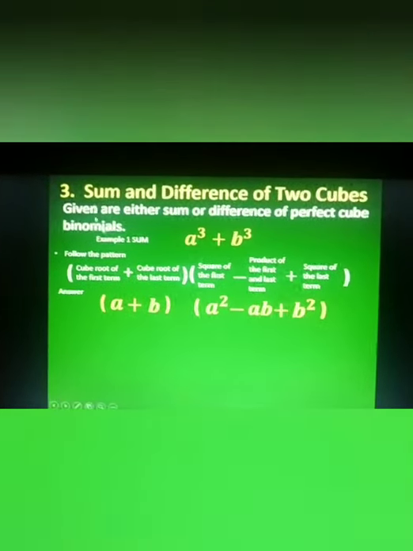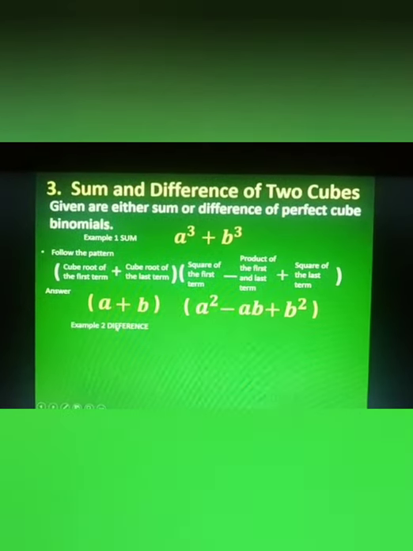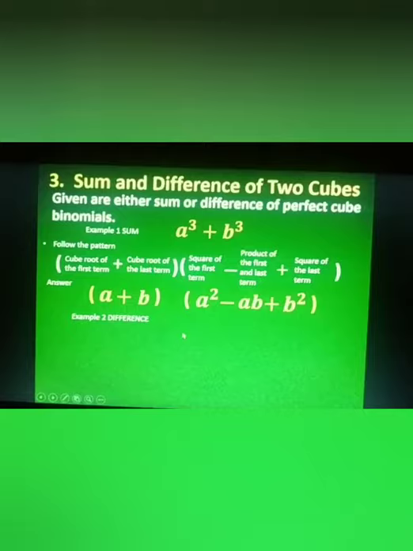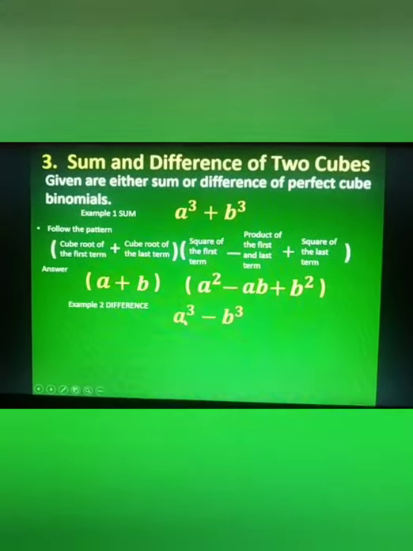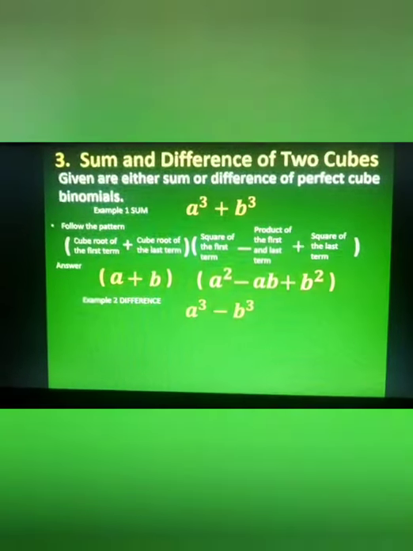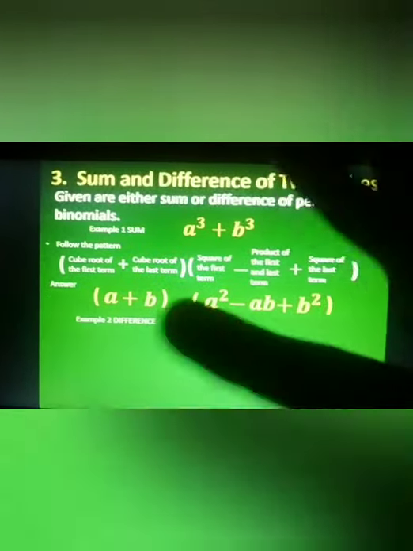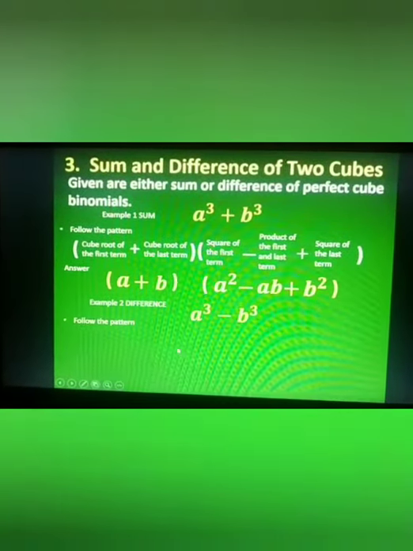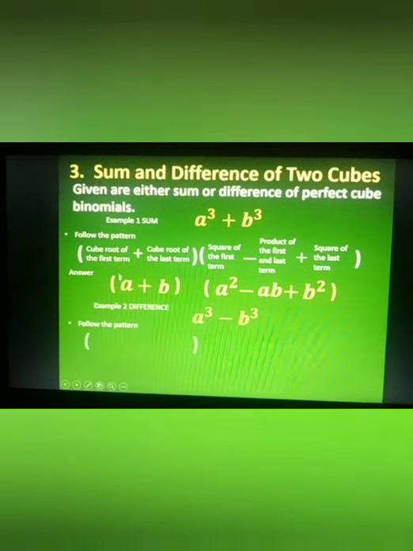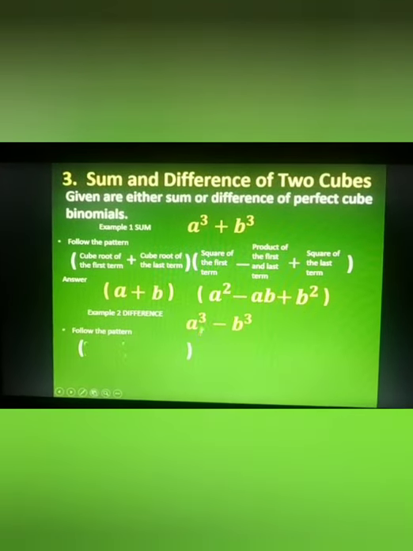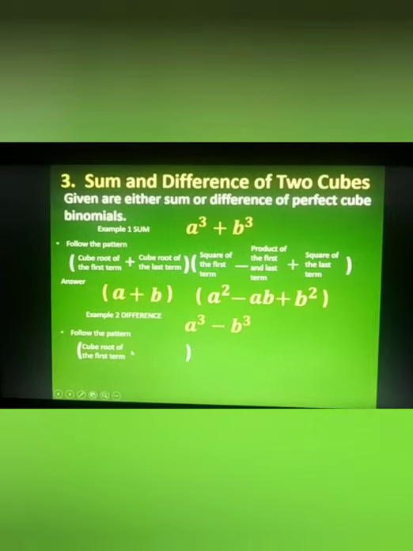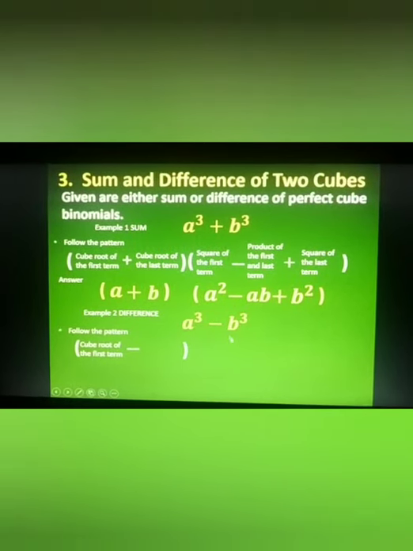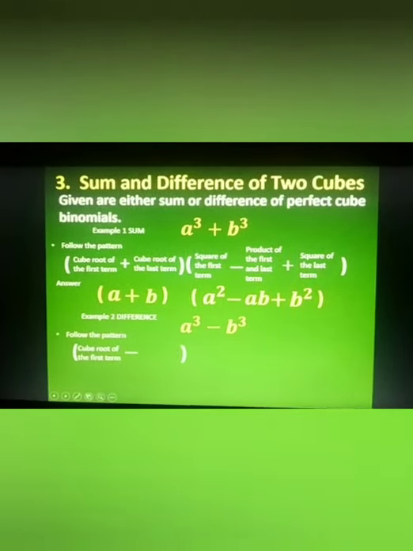Okay? Next, let's focus on example number 2. This time, it's the difference. How about if it's minus? A cubed minus b cubed. Okay? The only difference is it's plus or minus, but the pattern is the same. Okay, the difference now is the sign. So, follow the pattern. Cube root of the first term. Of course, minus now, because it is minus.